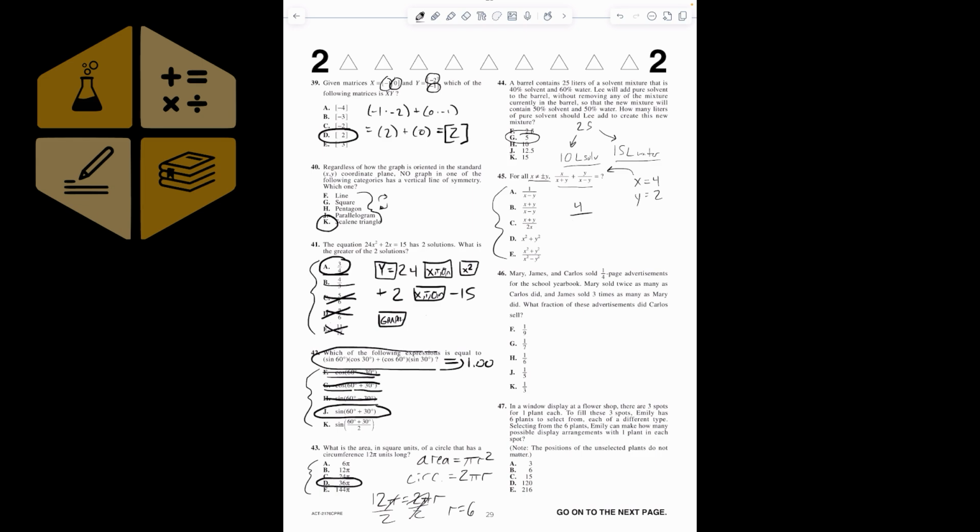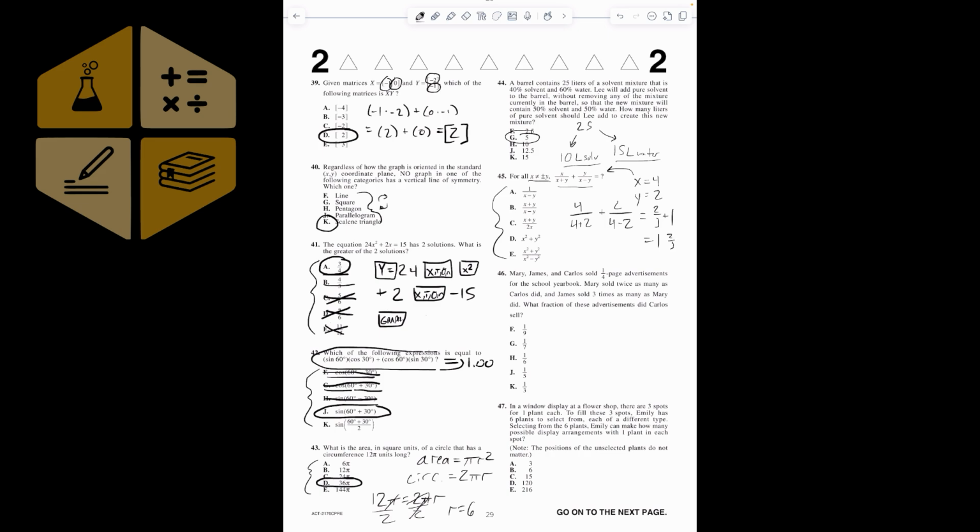4 over 4 plus 2 plus 2 over 4 minus 2. Okay, let's simplify that. 4 over 4 plus 2 is 4 over 6. That's 2/3 plus 2 over 4 minus 2, or 2 over 2, plus 1. This whole thing equals 1 and 2/3. Okay, or 1.666 if I'm doing it in a calculator, right?